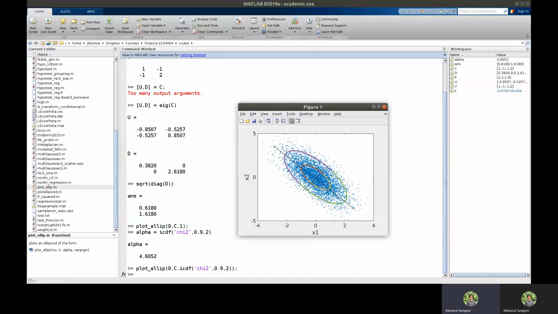If I plot the ellipsoid corresponding to that alpha, this is the second ellipsoid. That alpha is about 4.6.